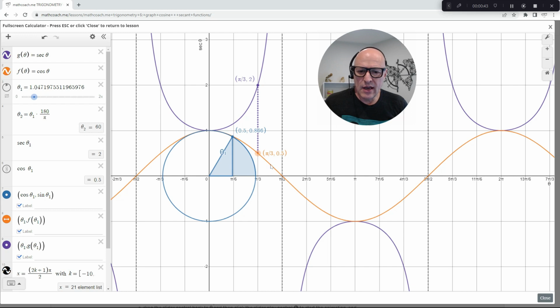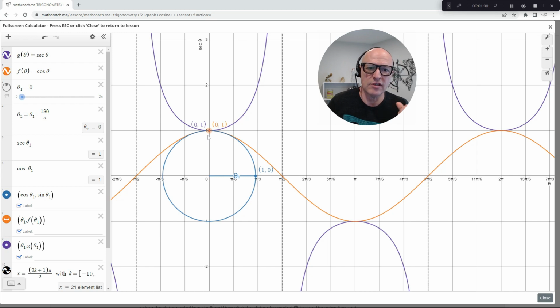So starting out, let's move this back to 0. When theta is 0 degrees, my cosine function is 1, and we know how to plot that. Well, so is my secant function. So they intersect at all of those extreme points on the cosine function, at the +1 points and the -1 points. So we can see that there's an intersection there. Both functions, cosine and secant, are equal to 1 at 0 degrees.